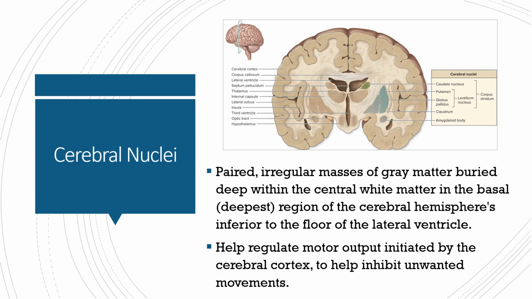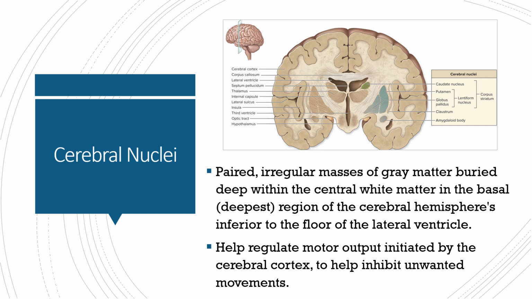The cerebral nuclei are also known as the basal nuclei or basal ganglia, which are clusters of gray matter located deep within the brain beneath the cerebral cortex and lateral ventricles. Their main role is to regulate and fine-tune motor movements initiated by the cerebral cortex, helping to inhibit unwanted or unnecessary movements. The nuclei consist of components, each serving a specific function.